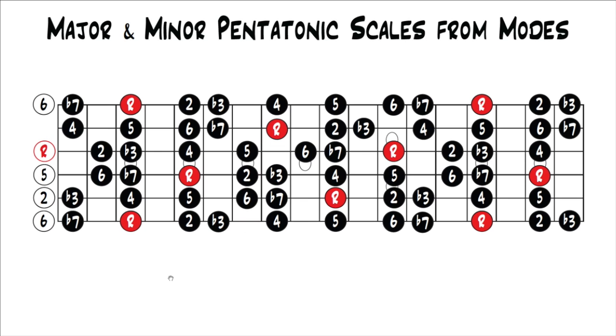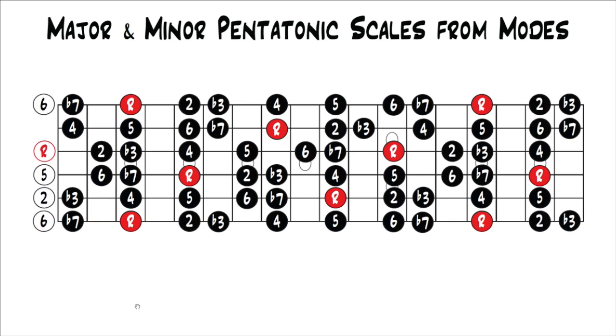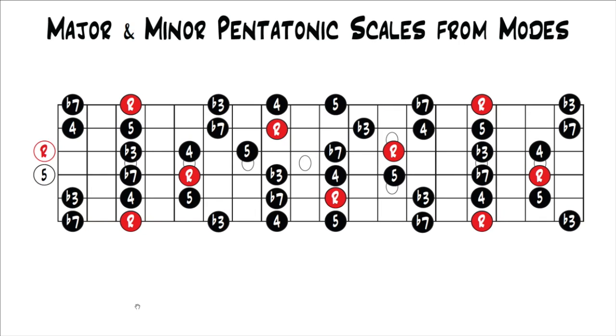Now we're going to do the same thing with minor. On your screen right now is the Dorian mode, G Dorian. To get to the minor pentatonic scale, you know that Dorian is root, 2, flat 3, 4, 5, 6, flat 7. To get to the minor pentatonic scale, we're going to remove the 2 and the 6 to go from 7 notes down to 5. Then we're going to have the minor pentatonic scale. So this is G Dorian, this is G minor pentatonic.